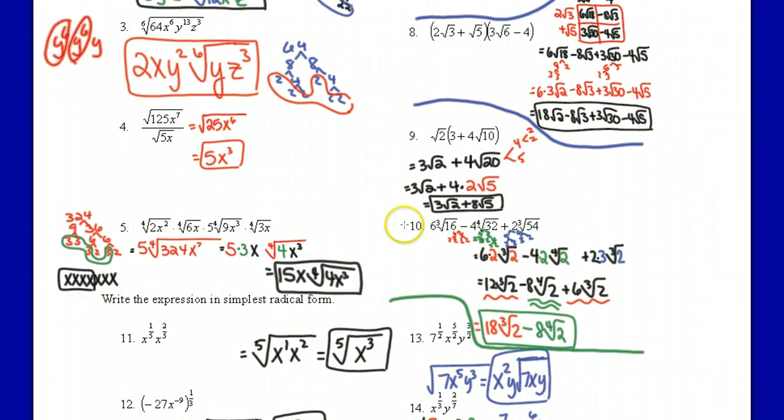Number 10, same thing, adding and subtracting. You got to make sure you combine like terms. Be careful. This says cube root, this says fourth root, this says cube root. You can't mix cube roots with fourth roots. So just be careful. That's all.